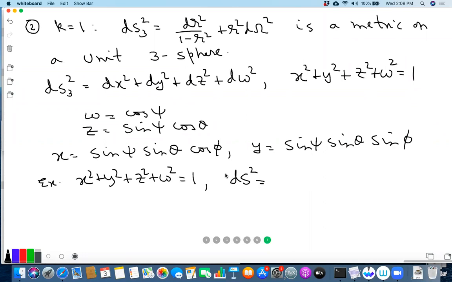A slightly more non-trivial exercise is to calculate ds square. To calculate ds square, you have to express each of these dx, dy, dz, dw in terms of the differentials d psi, d theta, and d phi, and then square them and add them. And this is given by d psi square plus sine square psi times d theta square plus sine square theta d phi square.